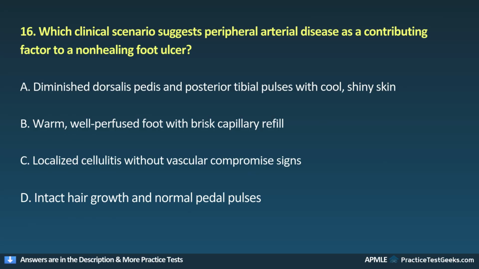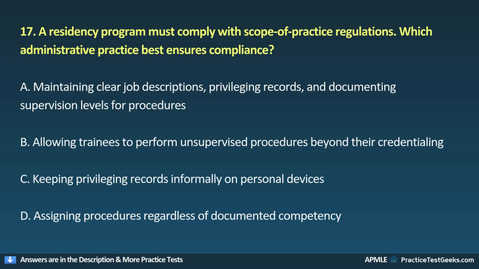16. Which clinical scenario suggests peripheral arterial disease as a contributing factor to a non-healing foot ulcer? A. Diminished dorsalis pedis and posterior tibial pulses with cool, shiny skin. B. Warm, well-perfused foot with brisk capillary refill. C. Localized cellulitis without vascular compromise signs. D. Intact hair growth and normal pedal pulses.